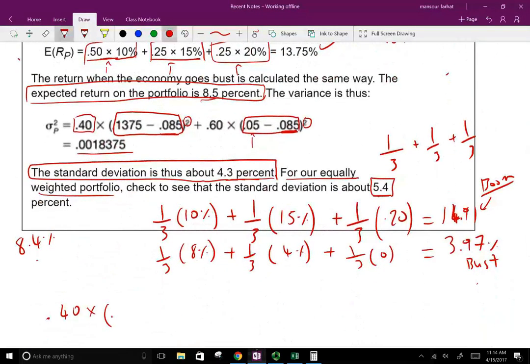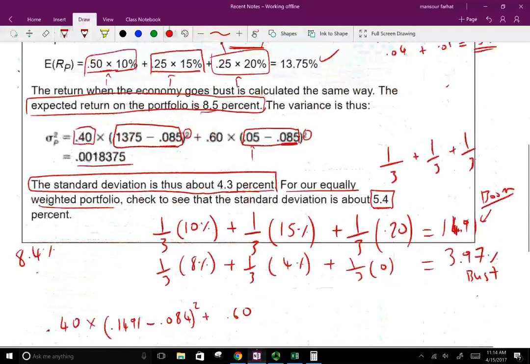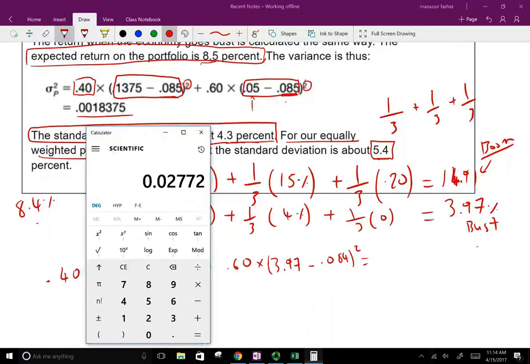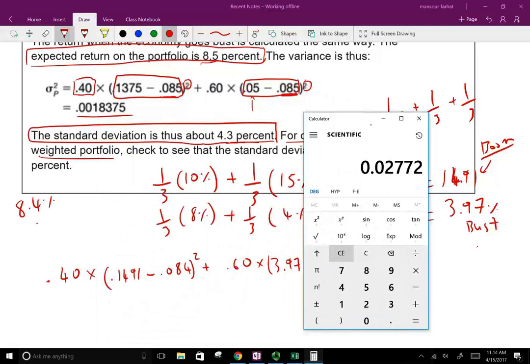So it's going to be 0.1491 minus the expected return of the portfolio, 0.084, and that's raised to the second power, plus a 60% chance of a bust in the economy. And in case we had a bust, the average return is 0.0397 minus 0.084 raised to the second power, which is going to give us a positive answer anyway. Let's go ahead and perform the calculation here. Make sure we do the parentheses first.